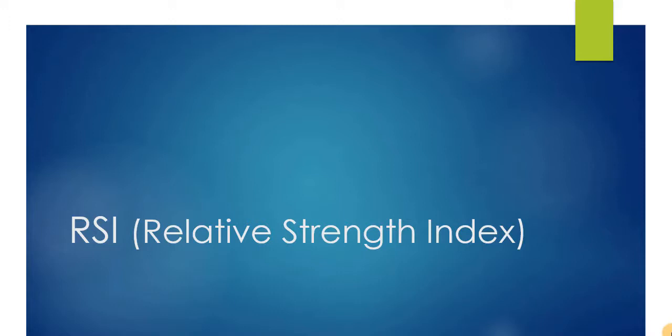Its important levels are 70, 60, 50, 40 and 30. 14-day RSI is a popular one. It is mainly used for checking momentum and oversold overbought range.